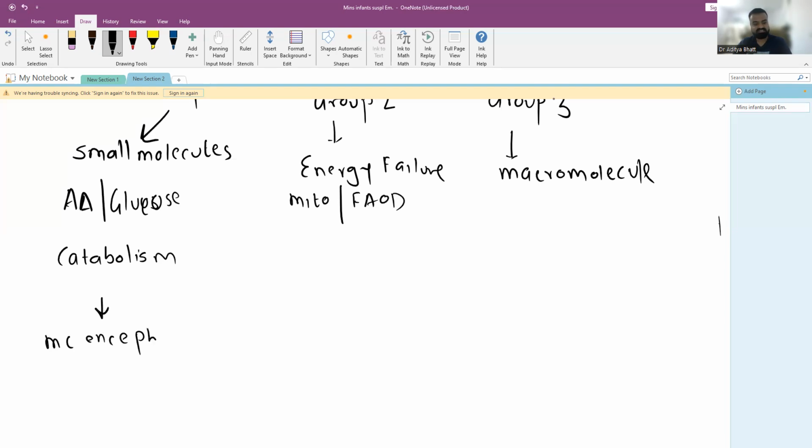Now, in group one, the most common presentation is encephalopathy, where the child comes to you with refusal to feed, vomiting, altered breathing pattern, abnormal neurologic signs, hypotonia, rapid deterioration, all that you have. And usually they are something like organic acidemia or urea cycle defect or amino acidopathies.